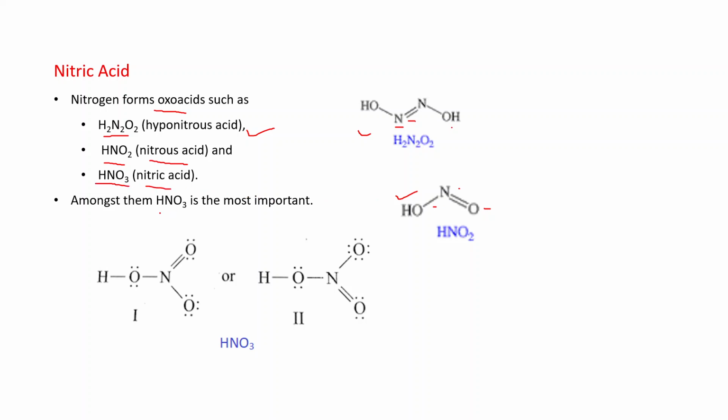And nitric acid, HNO3, and this nitric acid is the most important, and this is the structure of nitric acid. This is nitrate ion, NO3 minus. Okay, and there are resonating structures, you can say double bond may be here and double bond may also be here.